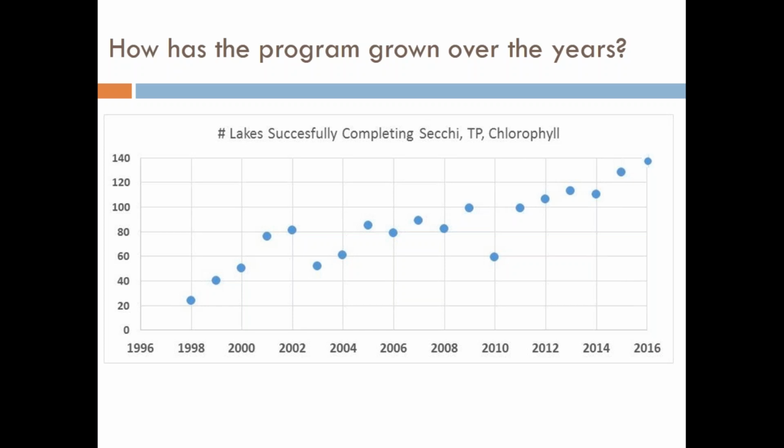This graph actually only goes back to 1998, but it tracks what lakes have completed what I consider the three main parameters: the Secchi, total phosphorus, and the chlorophyll. And we reached our peak last summer at 140 lakes completing all three of these parameters. And I believe 2017 is a little higher yet. So we're seeing another year of growth in the program, and it's just really exciting to see that the program is being embraced by people across the state who find it useful and important.